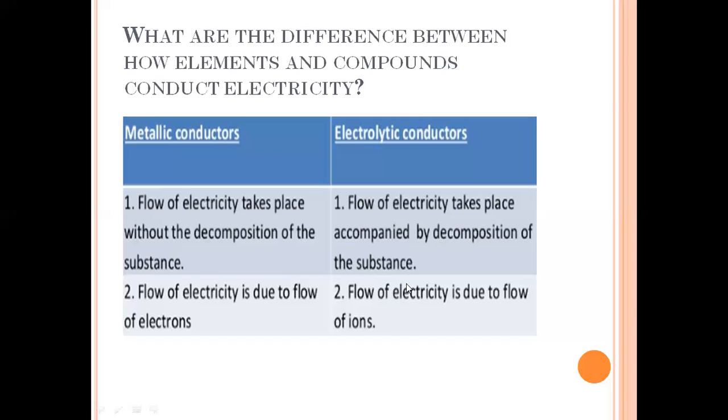So keep in mind there are two different types. In a metallic conductor, there are free electrons, but in an electrolytic conductor, there are free ions which give the pathway to move.